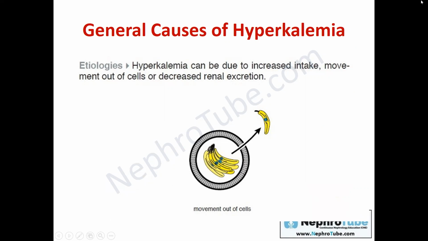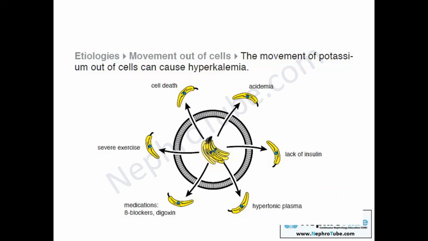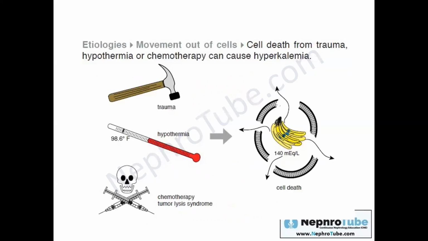Let's go through movement out of the cells. What are the etiologies that may cause movement of the potassium out of the cell, causing hyperkalemia? Multiple causes with different pathogenesis. Let's start with cell death. Any cell death will cause damage of the membrane of the cell with outflux of the intracellular contents and potassium to the plasma, causing hyperkalemia.